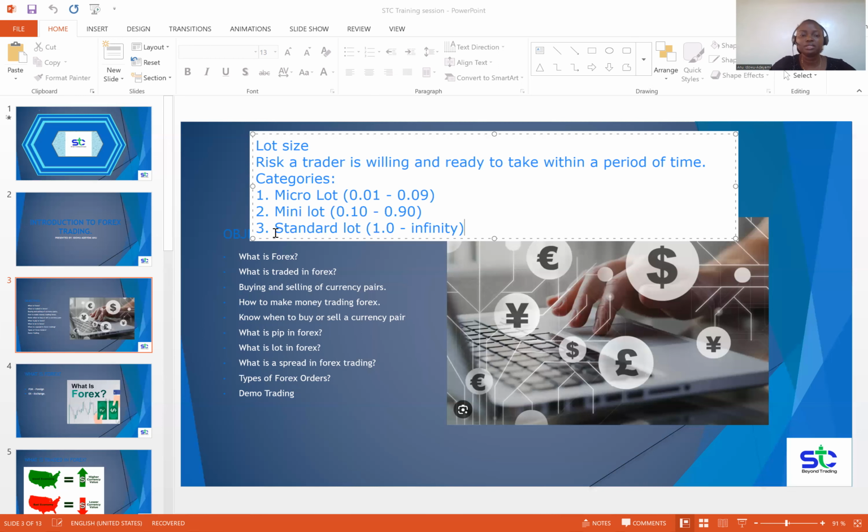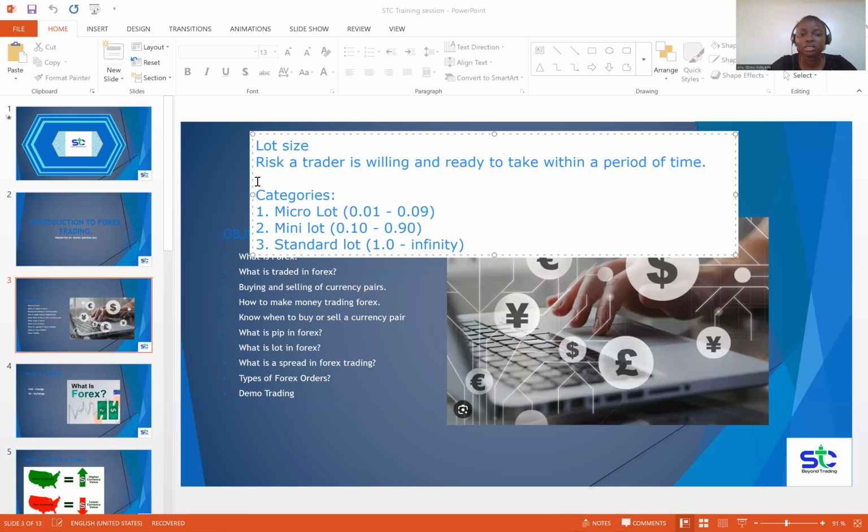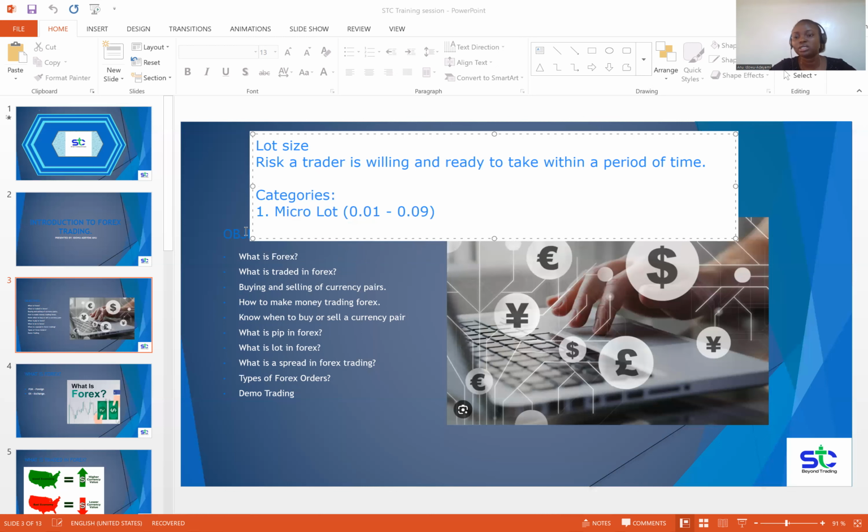So these are the three categories. We have the micro lot, the mini lot, and the standard lot. The micro lot ranges from 0.01 to 0.09, the mini lot 0.10 to 0.90, and the standard lot 1.0 to infinity. Okay, so let's start with the micro lot. I'm going to be cleaning this, and then we're going to concentrate on the micro lots.